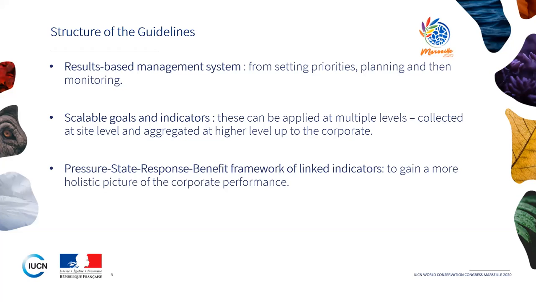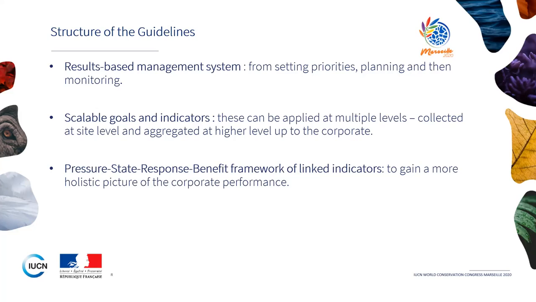Another very important element is the pressure-state-response-benefit framework, which calls for indicators that measure pressure, linked to indicators that measure state, linked to indicators that measure response and benefits. PJ will go into much more detail about this, but the beauty of the system we are proposing is that having indicators in these four categories allows flexibility, with some answers coming very quickly, because some indicators generate data faster, while for other indicators it will take longer.